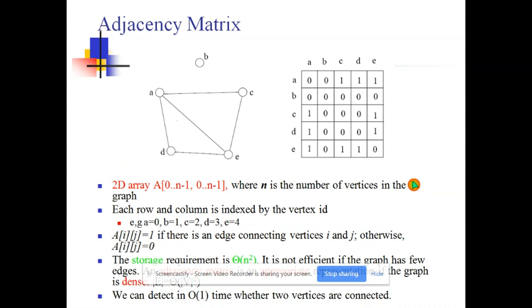In an adjacency matrix corresponding to any graph, we can understand this by taking one example. You can see here there are five vertices A, B, C, D, and E. We draw a 2D matrix and write the labels of the five vertices here and the five vertices here.